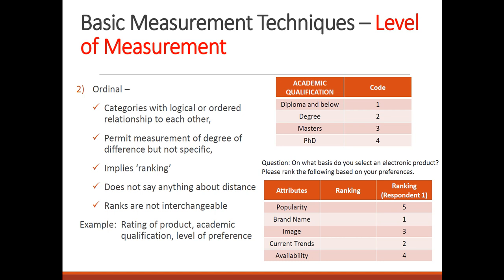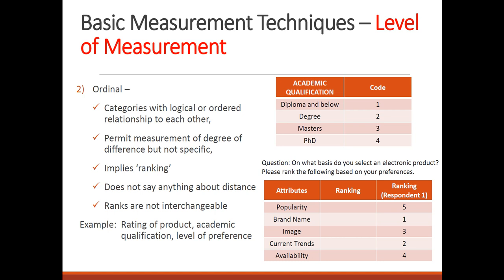Okay, so ordinal is actually categories with a logical or ordered sequence, which permit measurement of degree. They just permit comparison, which one is less, which one is more, that's it. It implies ranking, but does not say anything about the distance. So you don't know the distance between diploma and degree. Let's say the distance between diploma and degree might not be the same as between degree and master. Master and PhD are probably different. So you cannot say that they have the same distance. Ranks are not interchangeable. So you cannot change the rank because they are in order.